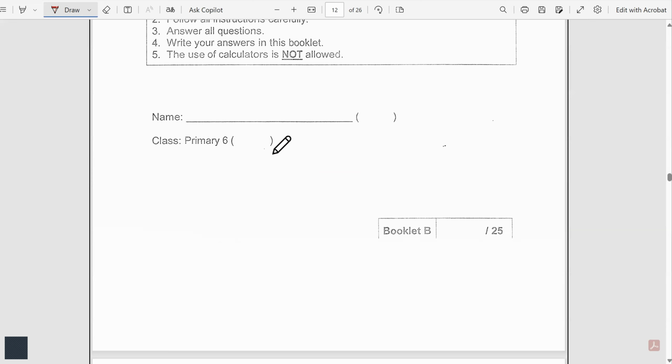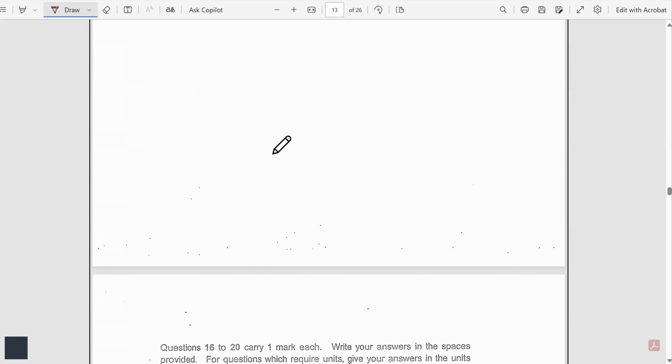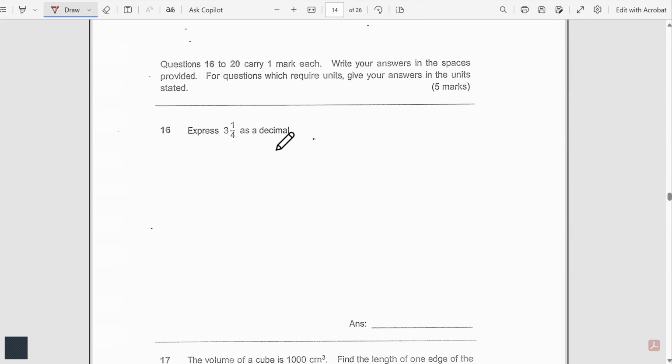Okay, now let's look at booklet B. Again, same thing, no calculators are allowed for booklet B. Question 16. Express 3 1/4 as a decimal.